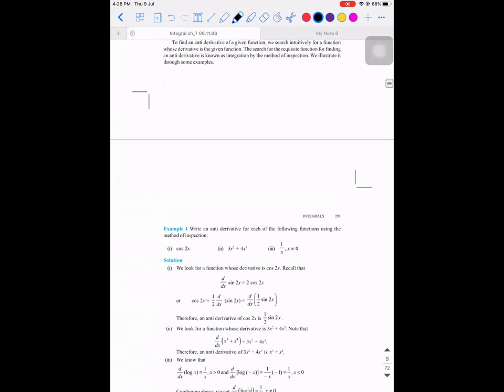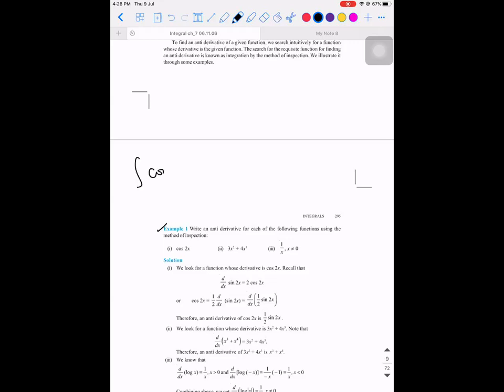Okay. Now, if you look at the first exercise, the first part that they do is they will not do direct integration. They will use a method called inspection to solve. So observe this. Write the antiderivative for each of the following functions using the method of inspection.